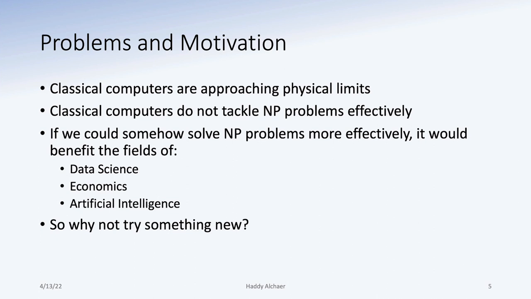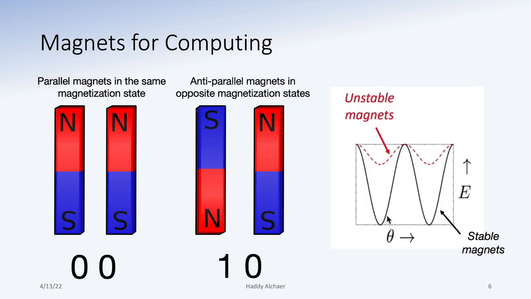Now, if we could somehow solve NP problems more effectively, there would be massive implications to the fields of data science, economics, artificial intelligence, and the world at large. So why not try something new? Could a new method of computation and a tailored form of hardware together tackle this exponential complexity head first? Well, one idea showing promise is probabilistic computing.